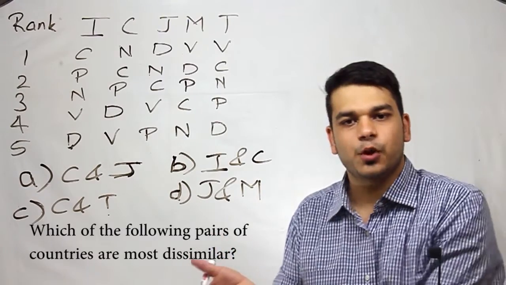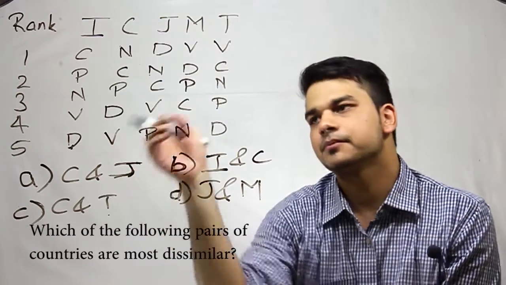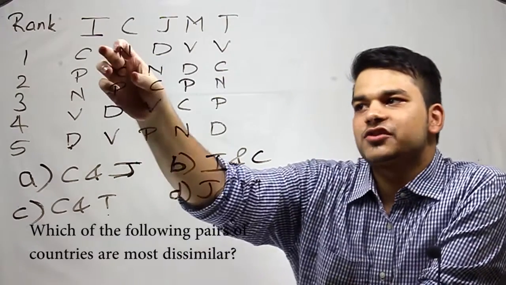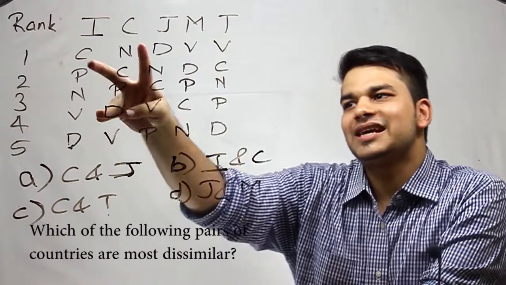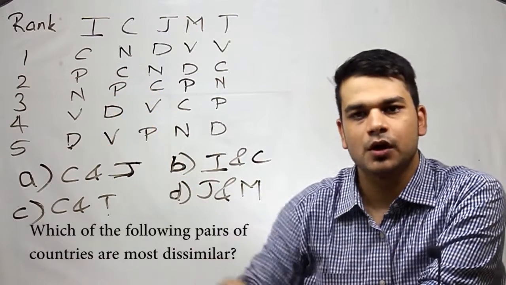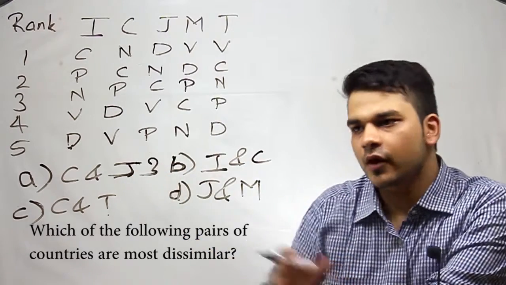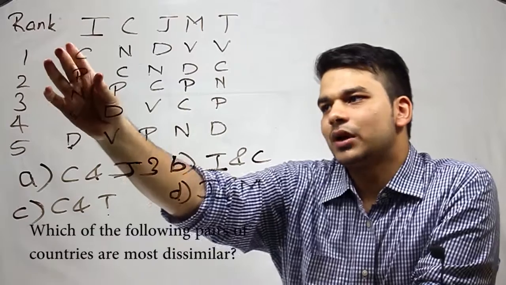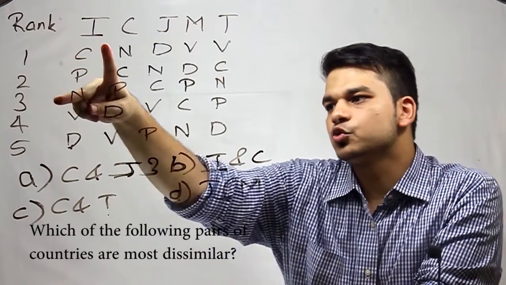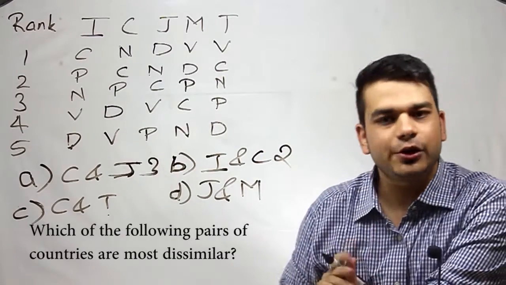So we will solve this problem with the help of options. For option 1, we have China and Japan. The difference between ranks for N is 1, C is 1, P is 2, D is 3 and V is 1. So the level of dissimilarity for option 1 is 3. For option 2 we have India and China. Here C is 1, P is 1, N is 2, V is 1 and D is 1. So in this case it will be 2.